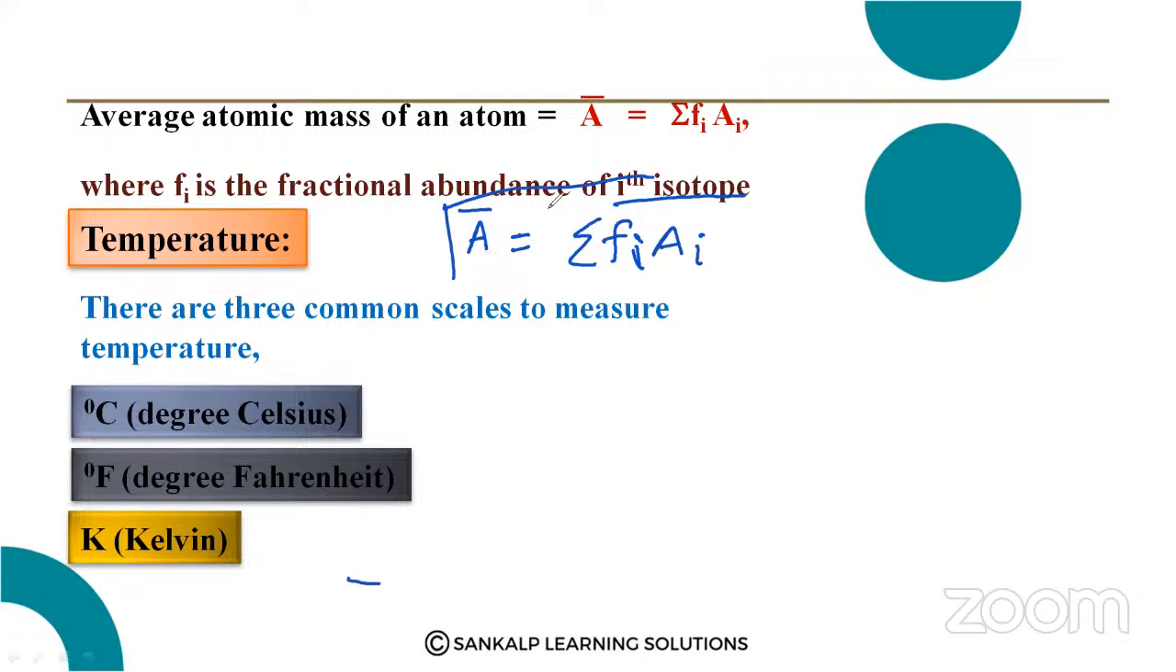Now, temperature. How do you calculate temperature? To measure temperature, there are mainly three common scales: degree Celsius, degree Fahrenheit, and Kelvin. Based on this, we'll be solving some problems on average atomic mass and temperature.